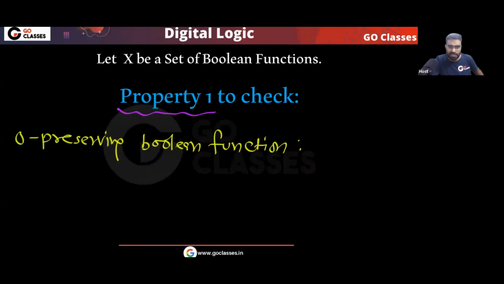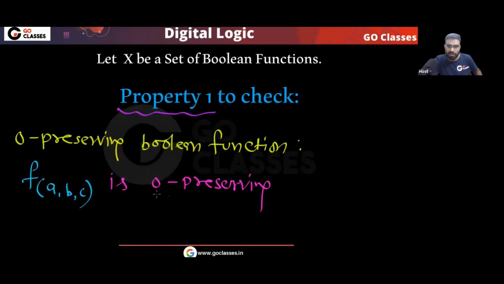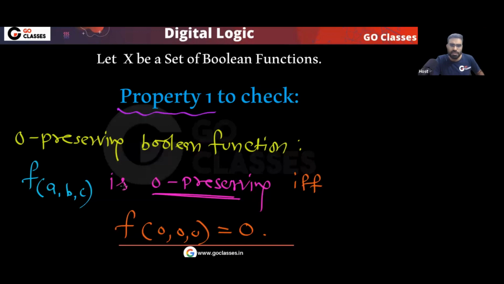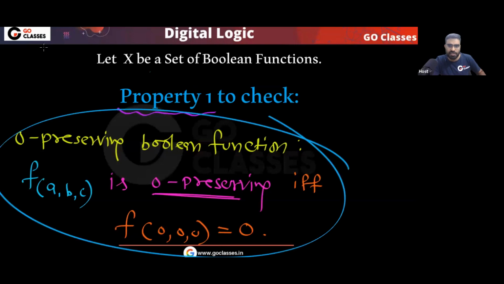The definition is like this. Let's assume I give you a function f(a, b, c). When can I say this is zero preserving? This function is zero preserving if and only if I replace all the variables by 0, then the function value is 0. Is this clear? Very simple, extremely simple definition.